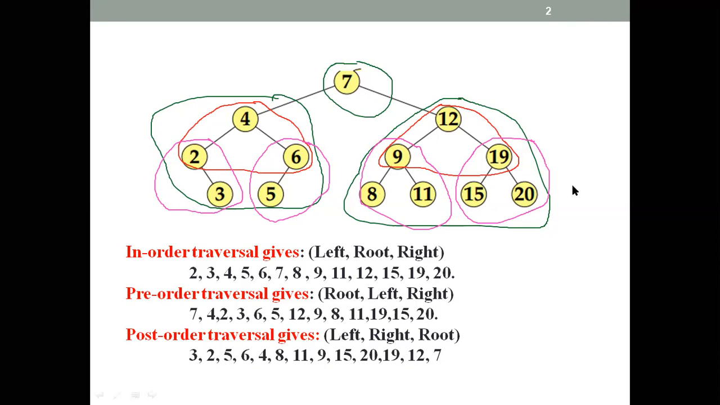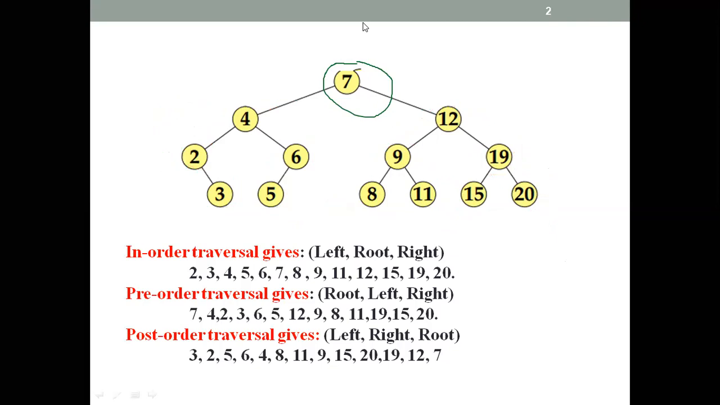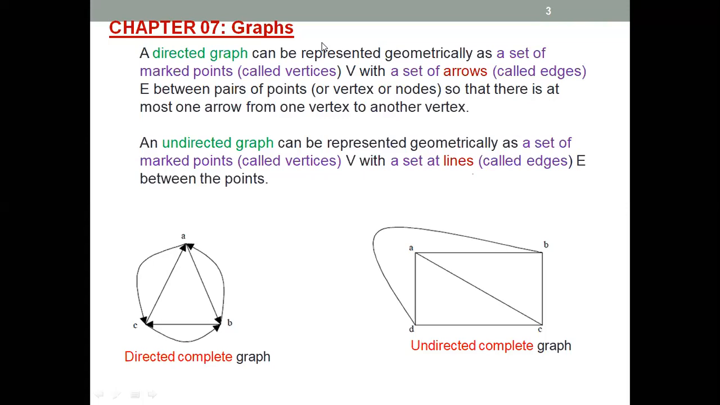So this is from chapter 6. So let's go to chapter 7 because I have annotation. I will just undo it. Okay, let's go back to the chapter. So this is chapter 7, graph.